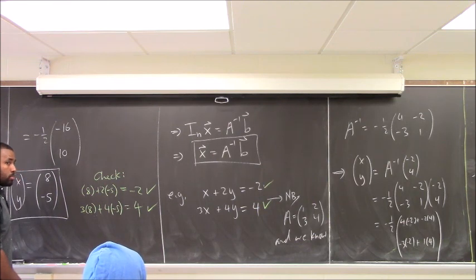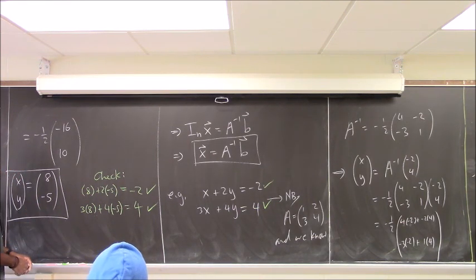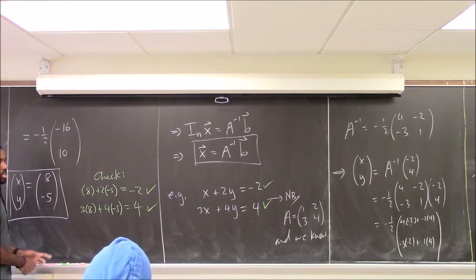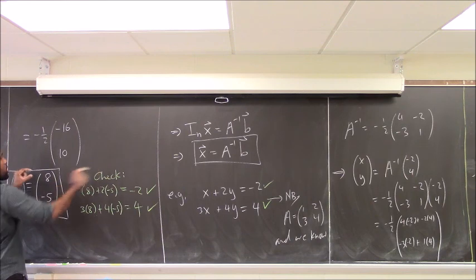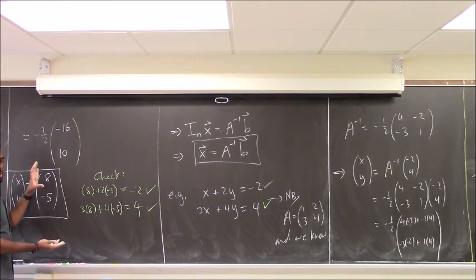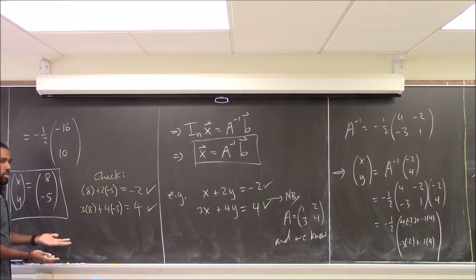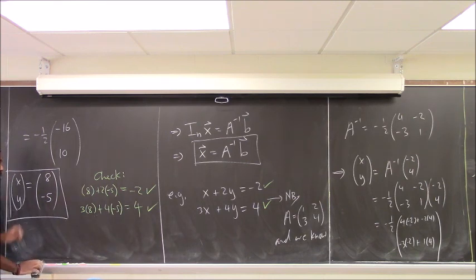Wait, so what's an example where this wouldn't work? Well, if the inverse doesn't exist, or it's not a square system. So if there's 3 variables but only 2 rows, it's not square. So it's never going to work. So it has to be a square matrix that has an inverse.